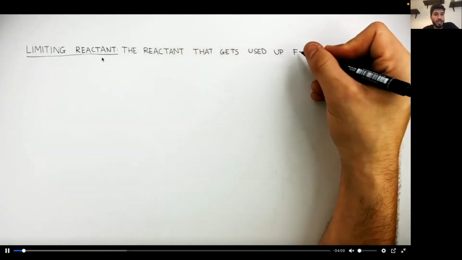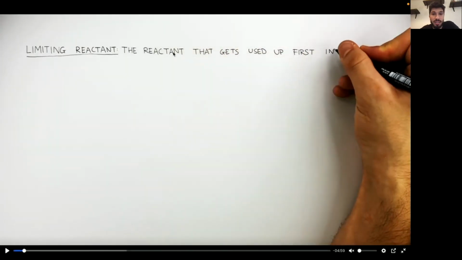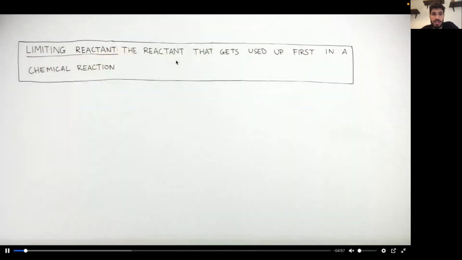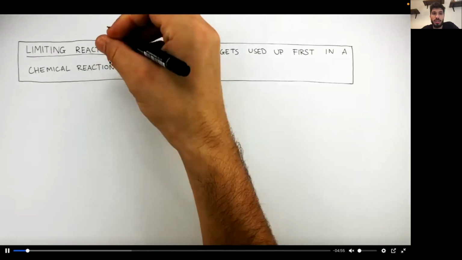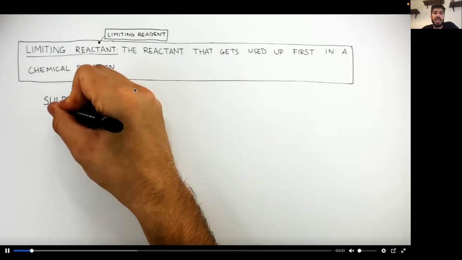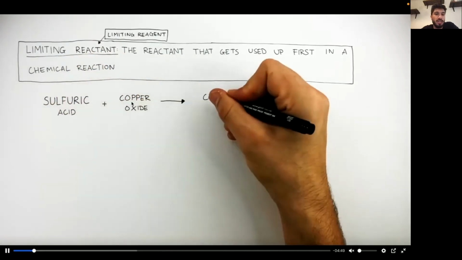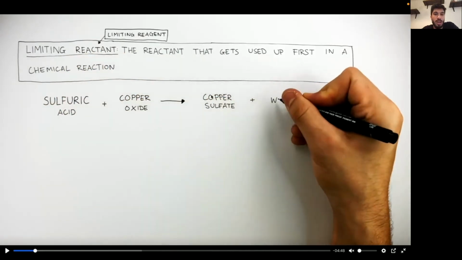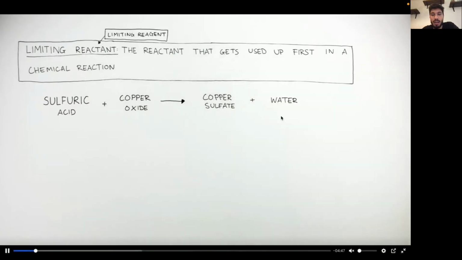Now, in a reaction, a limiting reactant is the reactant that gets used up first in a chemical reaction. This can also be known as the limiting reagent. So let's say we've got sulfuric acid reacting with the base copper oxide, the salt, copper sulfate, and then water forms. Now, if we want to obtain copper sulfate crystals, we are going to need to add copper oxide in excess. This is now acids and this is making soluble salts recap.